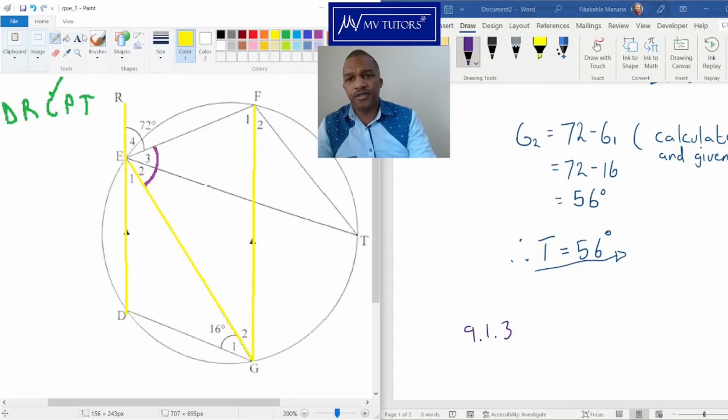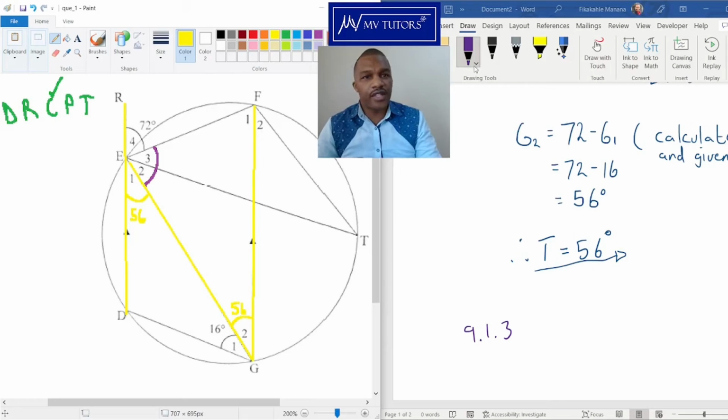Now if you look at this, that angle there, G2, which is calculated, is alternate to E1. G2, we solved it to be 56, which means E1 is also 56, right? Because that's 56 right there. And then we were told that this is a straight line. Remember, the rule of a straight line is that the angles equal 180. So E1 plus 2, 3, 4 equals 180 because of straight line.